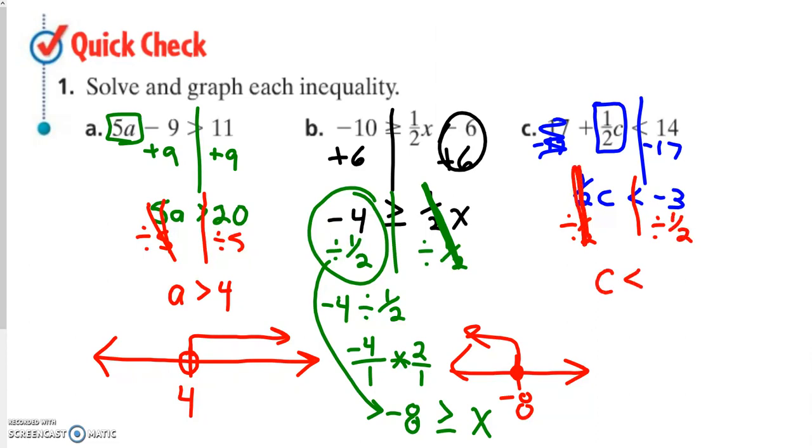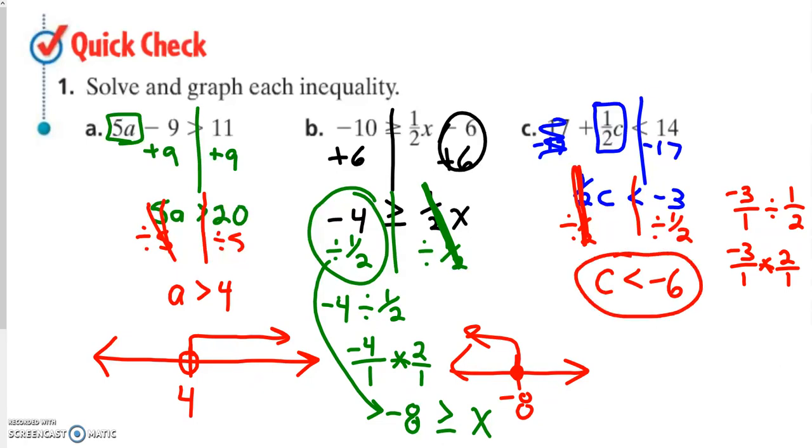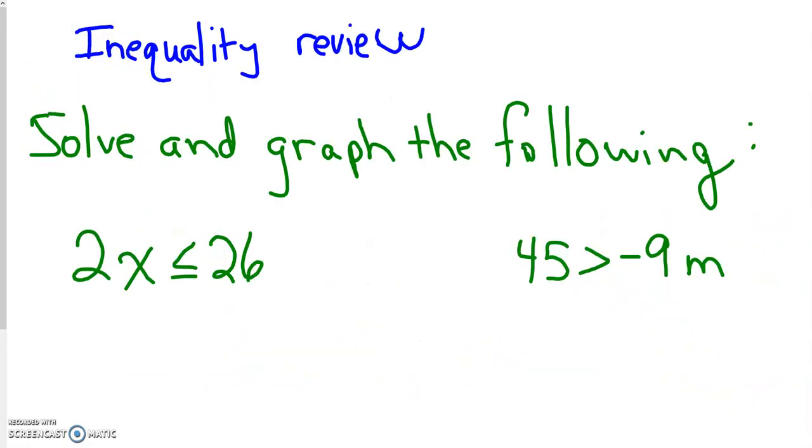Inequality symbol drops down. I'm going to write this out as negative 3 over 1 divided by a half. That's negative 3 over 1 times 2 over 1, which is negative 6. So I've solved my inequality. Now I need to graph that inequality. Negative 6, open dot, and c is smaller, so I want all the smaller numbers. Okay, so that's how we do multi-step inequalities.